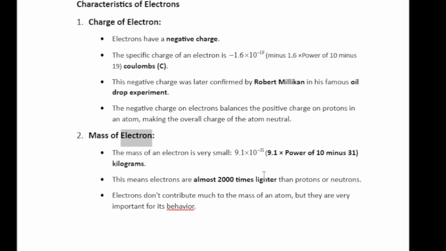Mass of electron. The mass of an electron is very small, 9.1 times 10 to the power minus 31 kilograms. This means electrons are almost 2000 times lighter than protons or neutrons. Electrons don't contribute much to the mass of an atom, but they are very important for its behavior.